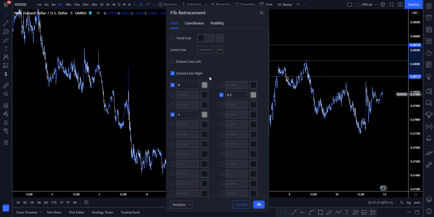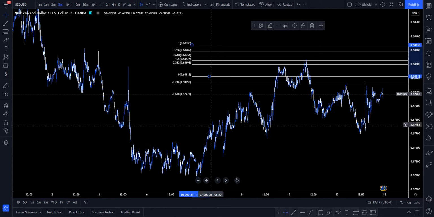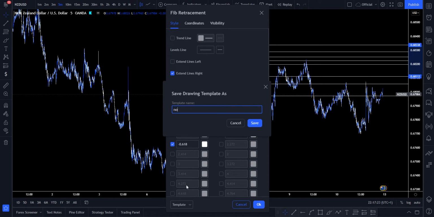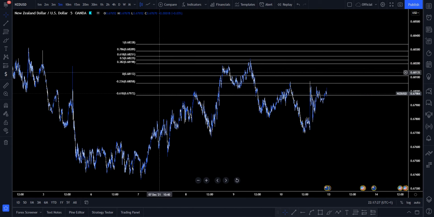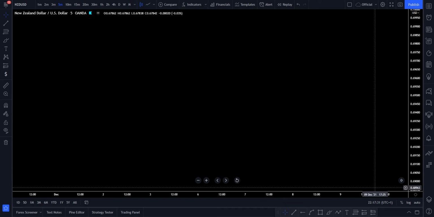Now, we have the normal Fibonacci right there on the chart, and we just need to turn it to white, so we can basically see that, and let's just save that as normal, right? So now we have that. Let me just show you when we use the Fibonacci.